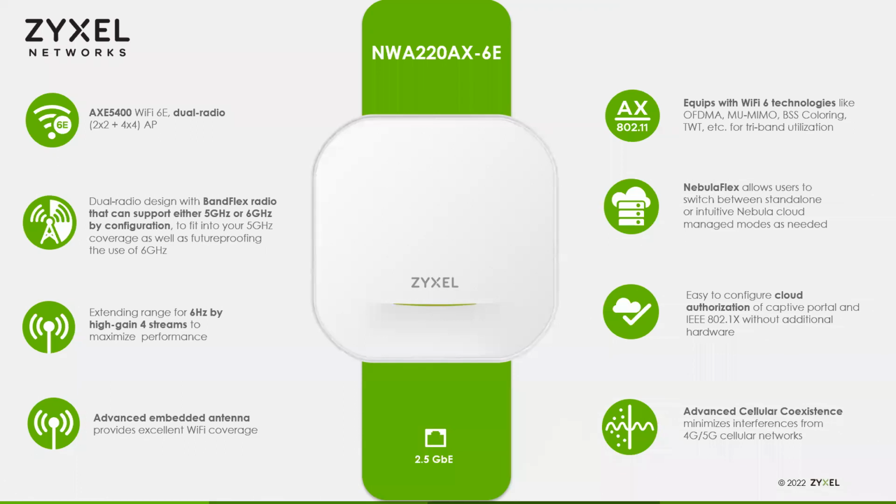The 2.4 radio is 2x2, so 2 spatial streams in both directions. The 5/6 gigahertz radio is 4x4 in either mode, so 4 spatial streams in either direction. This access point is Nebula Flex, so you can either manage it directly or you can use the free Nebula Cloud to manage the access point for you.